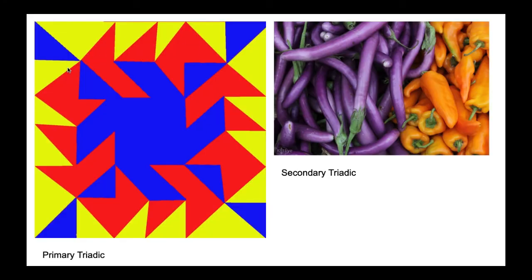So here is an example of a primary triadic. Tends to be very bright and looks a lot like kind of grade school colors. So you see a lot of primary triadic color schemes in elementary school. And then here's our secondary triadic. This is a photograph. So we have purple, orange, and green.